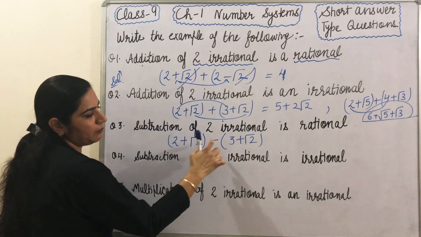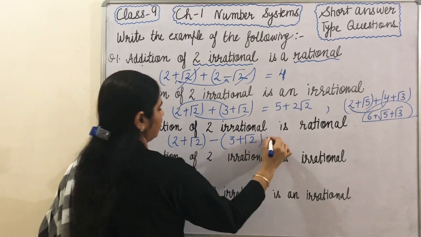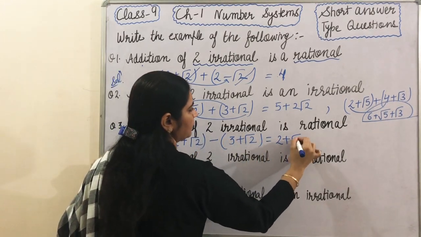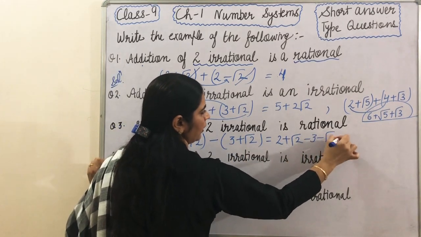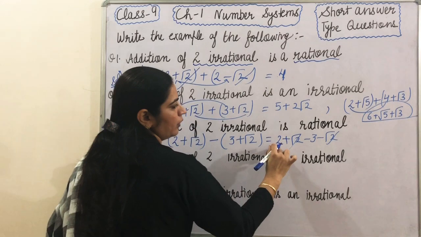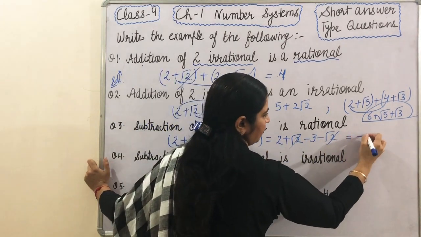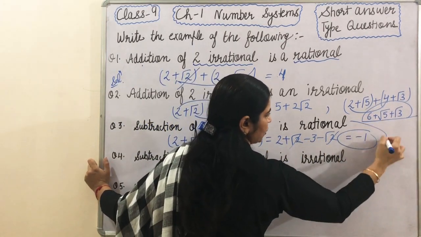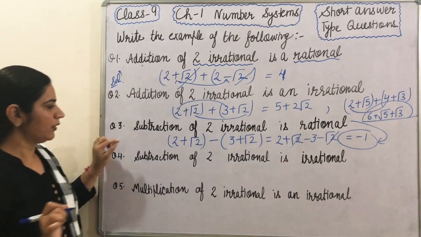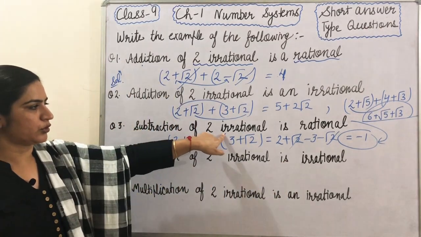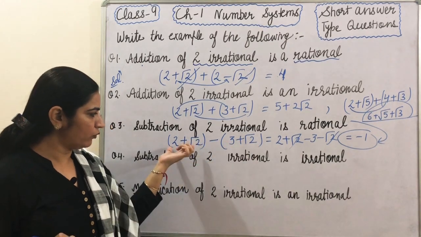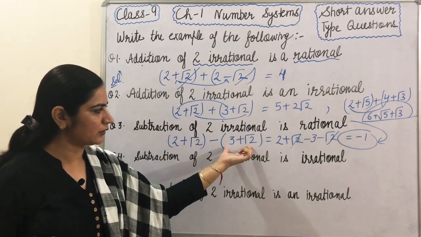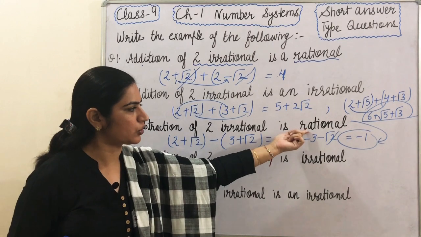When I open the bracket, the negative sign is there. So 2 plus root 2, when we open the bracket, minus 3 minus root 2, the roots cancel, 2 minus 3 which is equal to minus 1, which is a rational number. Again I am telling, we have to subtract two irrationals such that the result is a rational number.